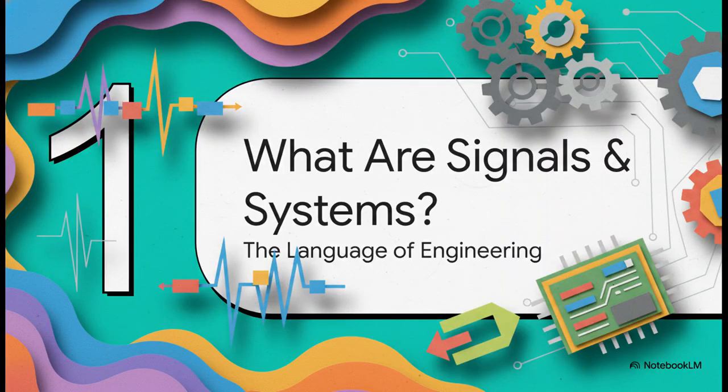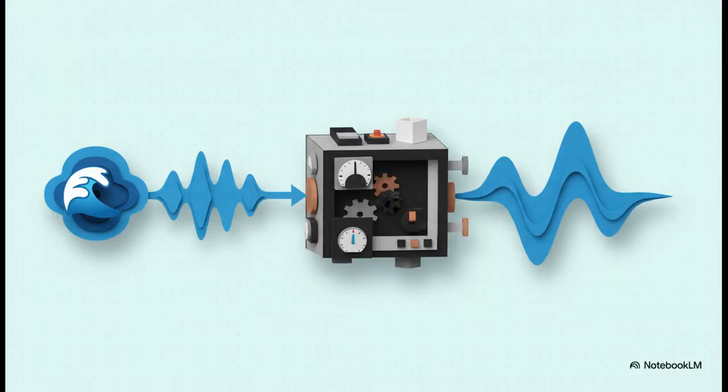All right, first things first. What are we actually talking about here? Before we can get into the cool stuff, we've got to understand the two main players in this whole story. Signals, and of course, systems. At its core, this is a really simple idea. A signal is basically just a way to carry information. Think of it like the sound waves traveling from my mouth to a microphone. And a system? Well, that's the thing that does something to the signal, like an amplifier that takes my voice and makes it louder. So one carries the message, the other one processes it.